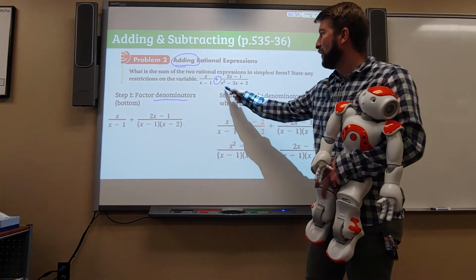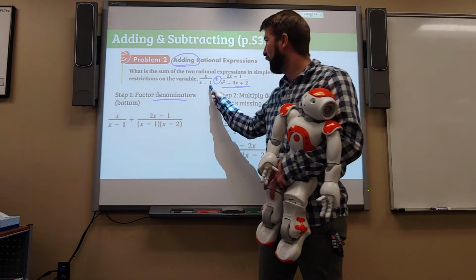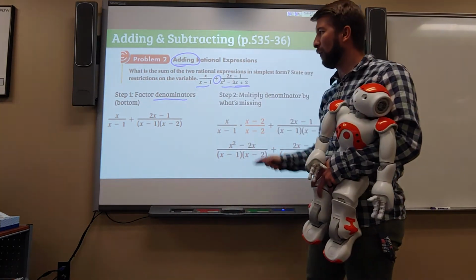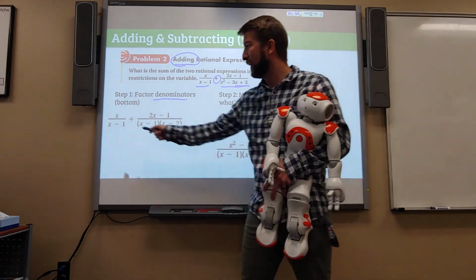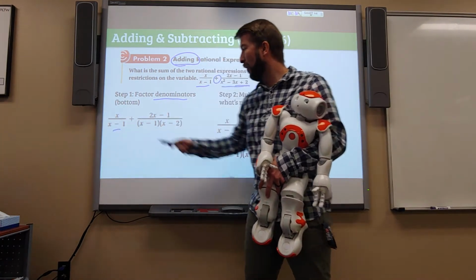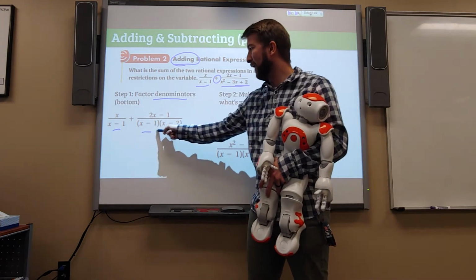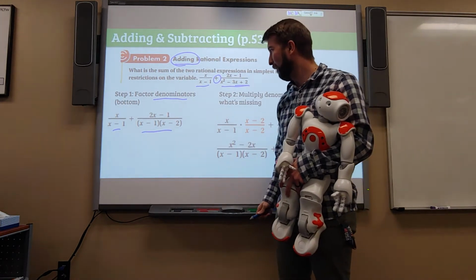All right, so the bottom parts of the fraction are called denominators, the top half are called numerators, but we're going to factor the denominators. So notice x minus 1, that's as low as it goes. This expression right here simplifies to x minus 1, x minus 2.